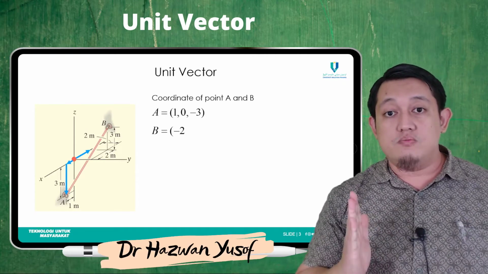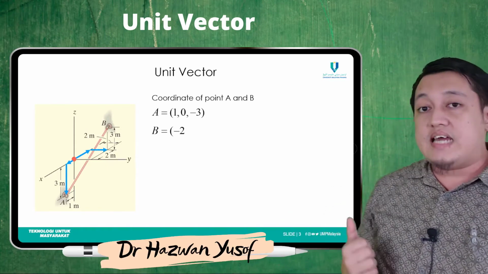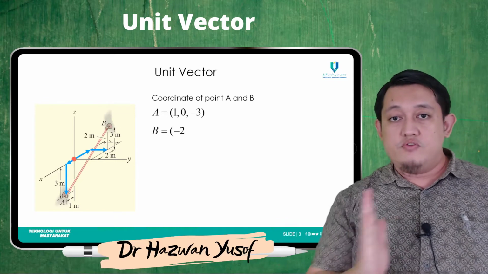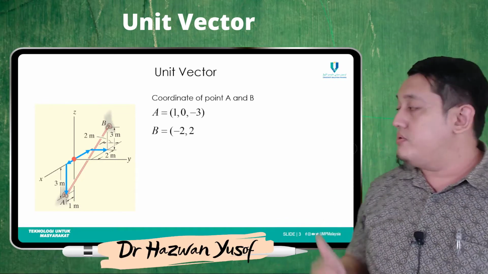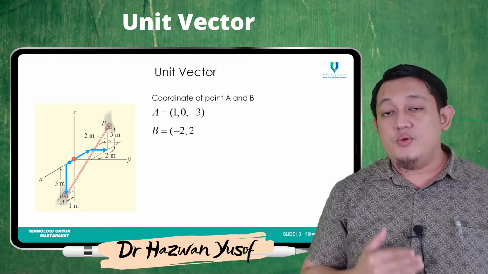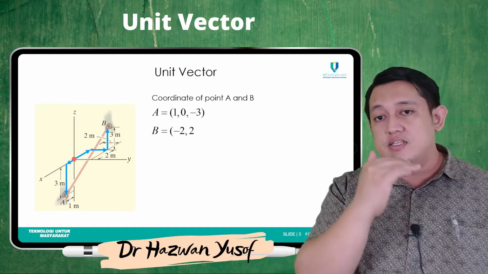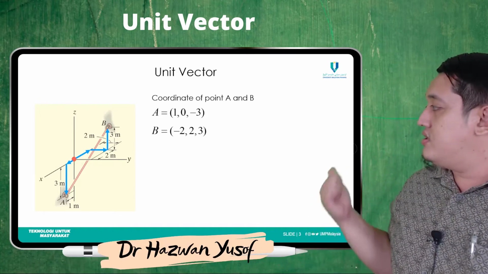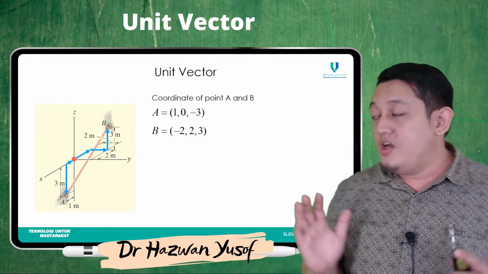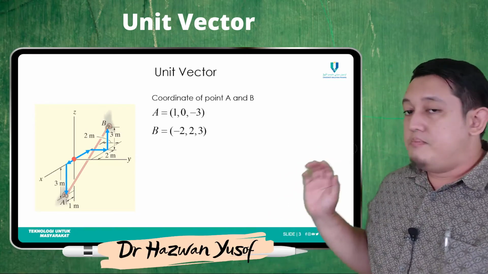And for y, we need to move to the right side. This one. We move to the right side for how much? 2 meter also. So we move to the right side, positive direction, so positive 2 here. And z direction. Do we need to move upward or downwards? Upwards. So we move upwards for 3 meter. That's why the coordinate is 3 here. Now, we already have the coordinates of A and also B.